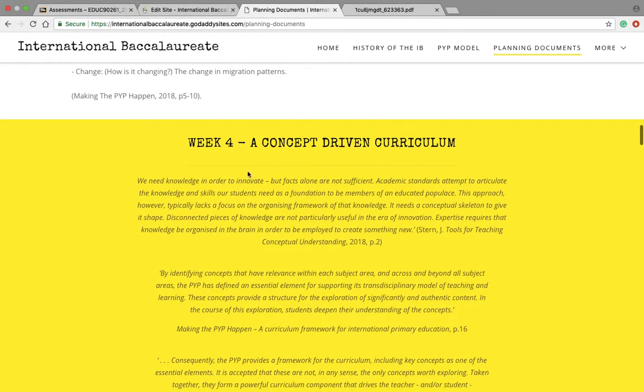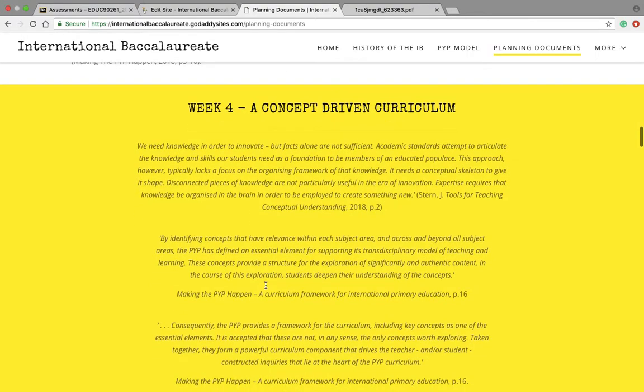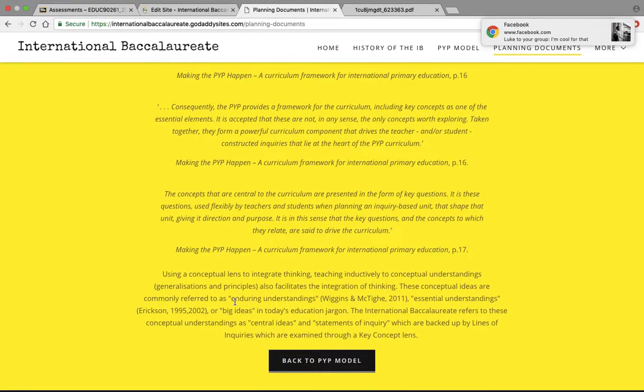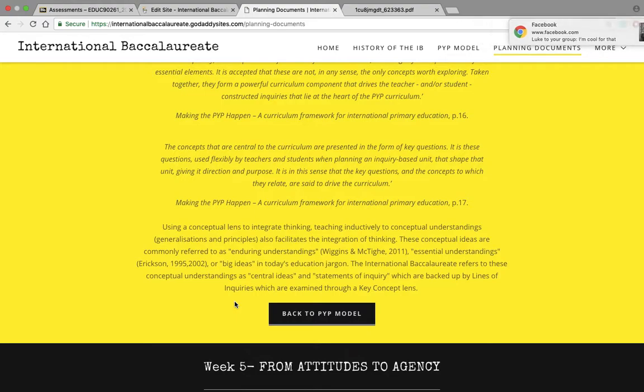So let's go back and refer back to our week 4, a concept-driven curriculum. In Making the PYP Happen, it states that by identifying concepts that have relevance with each subject area and across and beyond all subject areas, the concepts provide a structure for the exploration of significant and authentic content. In the course of this exploration, students deepen their understanding of concepts, using a conceptual lens to integrate thinking.